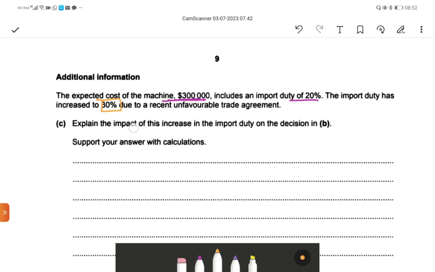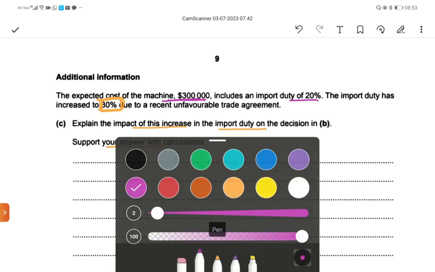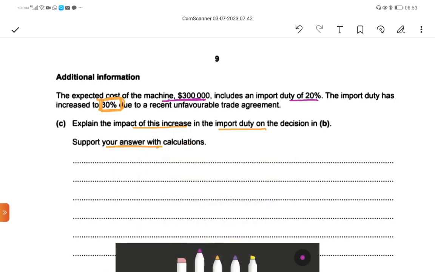Explain the impact of this increase in the import duty on the decision in B. So for decision B, we already advised you should go with the machine. But now how will the 30% import duty affect them? Support your answer with calculation. They want the calculation from us when we are giving the explanation. So we have to check what changes this 30% will make in our B answer. The new cost of the machine will be more. Before it was, what was the cost before?